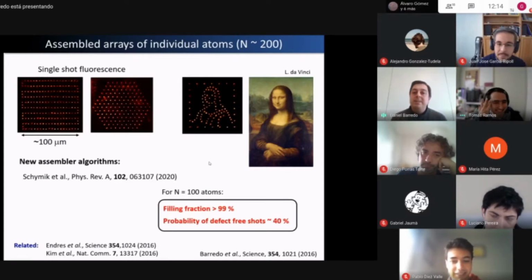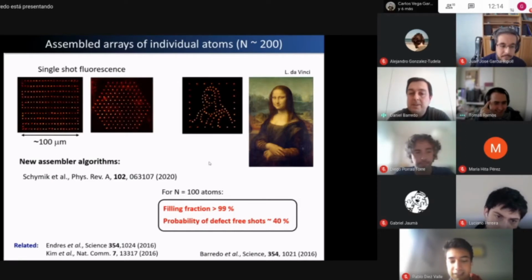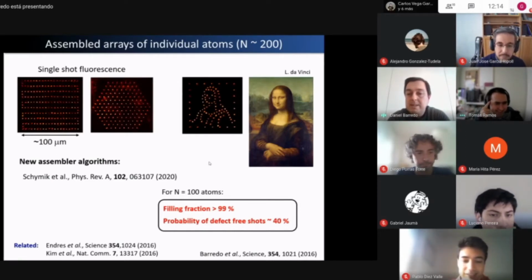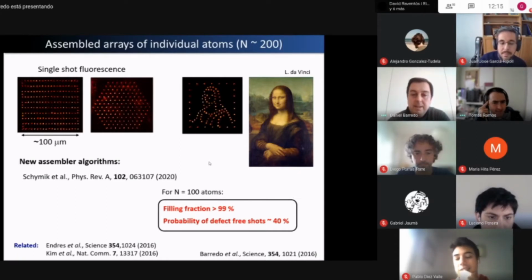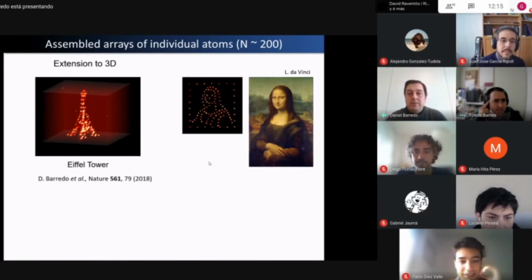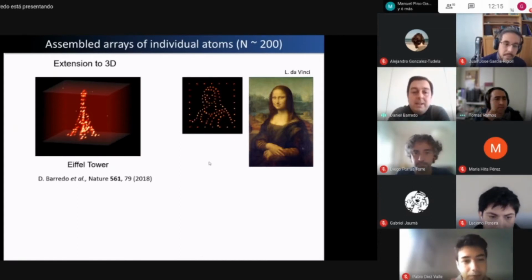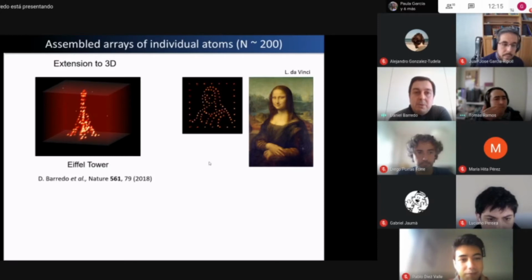And this is illustrated here with a pixelized version of a picture that we all know. And then as for the numbers, if you target 100 atoms, you can get easily filling fractions above 99%. That means that you have a probability of defect-free shots above usually 40%. And of course, this technique also works in 3D. You can basically operate the moving tweezer in the same fashion, just arrange the atoms plane by plane, but this is not what we are going to use here.